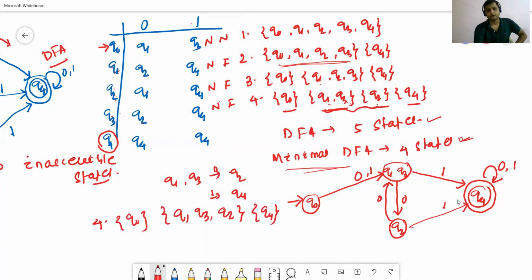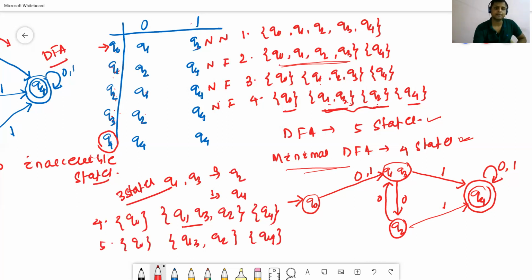Now we can merge Q1 and Q3 as one state, so the states are Q0, Q13, then Q2. We can also write Q1 and Q3 as Q13, because Q1 and Q3 reading 0 go to Q2, and Q1 and Q3 reading 1 go to Q4. In this case the minimal DFA contains 3 states. So answer 4 is also right, answer 3 is also right.